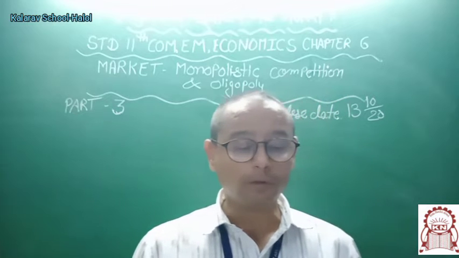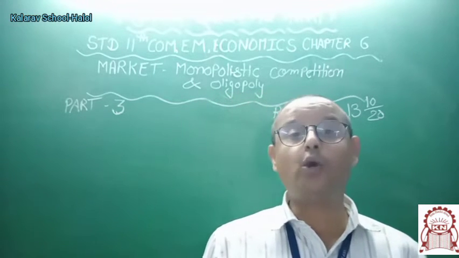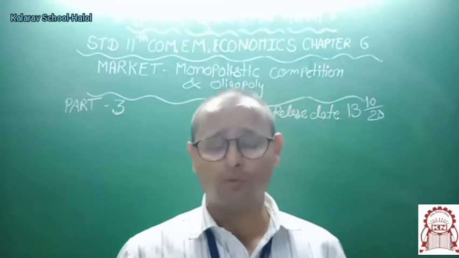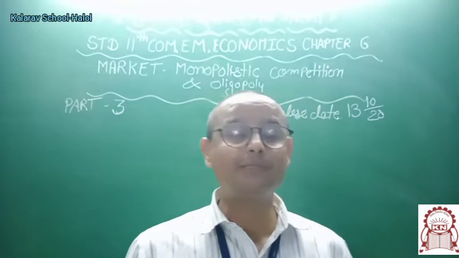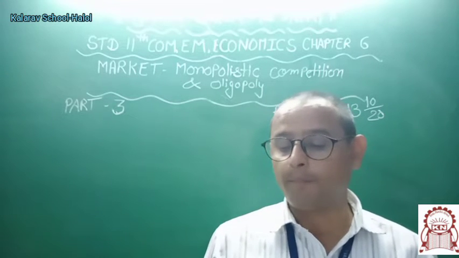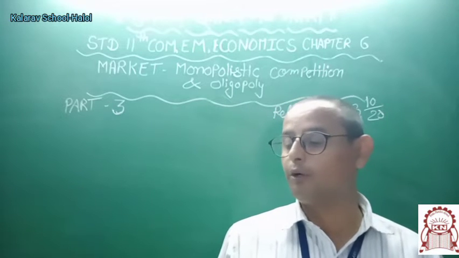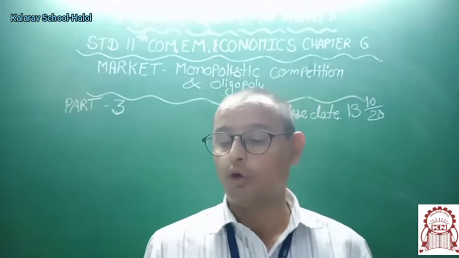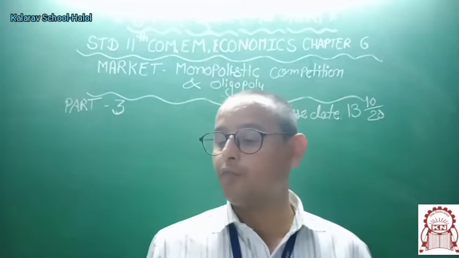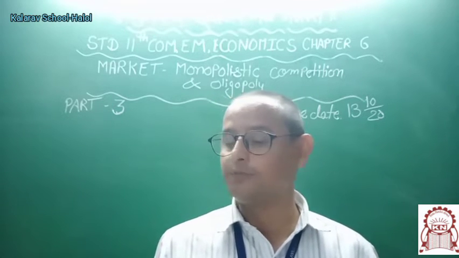Now the next one is the oligopoly. Oligopoly has originated from the Greek word oligos, which means few, and polyon, which means the seller, or you can say the power. So oligopoly means the market having few producers. Oligopoly includes the market having few producers which sell identical or substitute products.